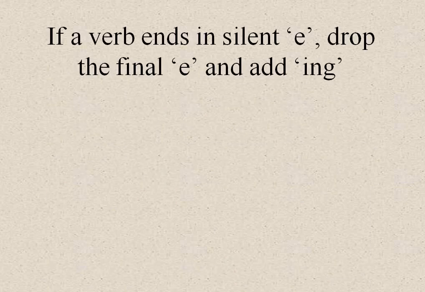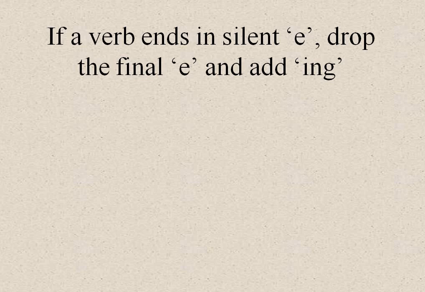With the second slide we are given instructions. They have said a verb ends in silent E. If a verb ends in silent E, we drop the final E and add ing. Obviously, as you drop the E and you add ing, it means that you're changing the verb to be in continuous tense, meaning that something is going on continuously.